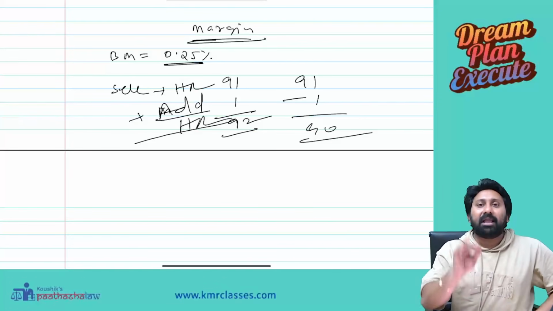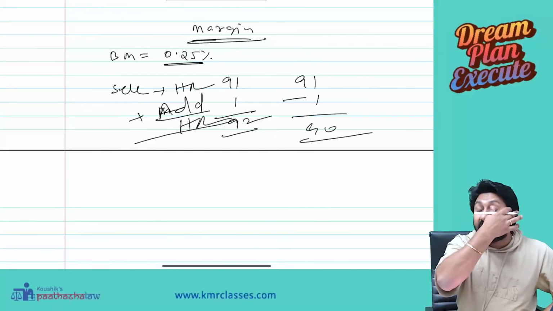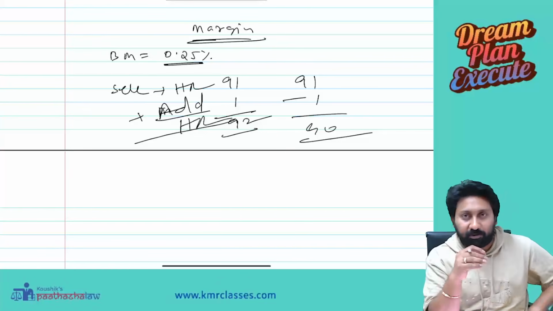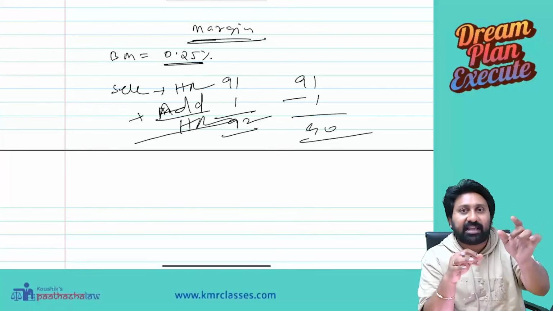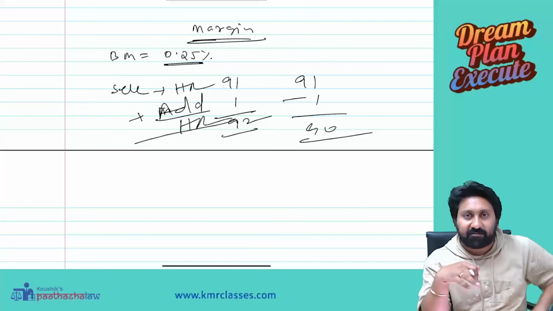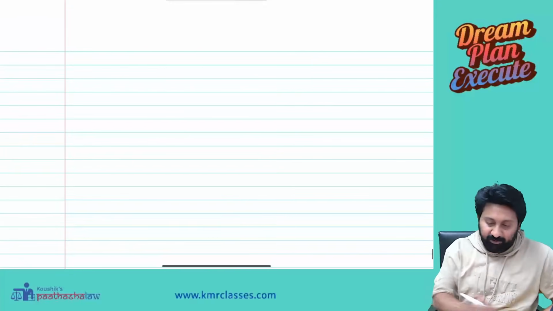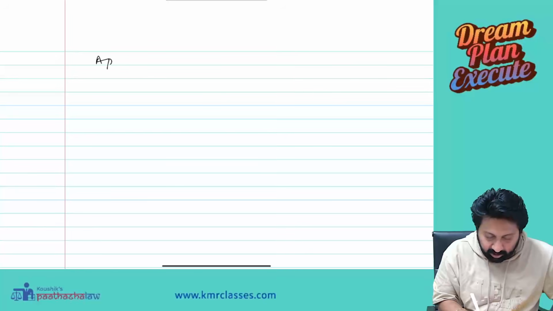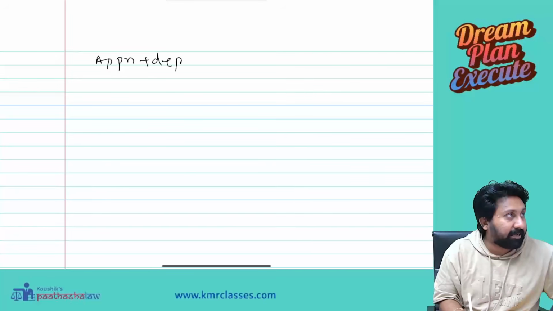Bank margin given in the question should always be understood from the banker's point of view. If an ask rate is there, add the margin to the ask rate. If a bid rate is there, deduct the margin from the bid rate. Adjustment over. Next one. Whenever a question comes on appreciation and depreciation.